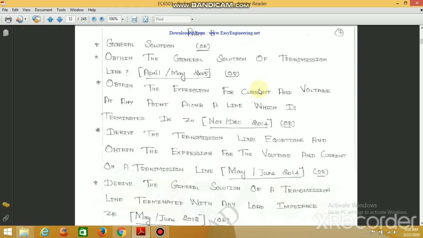Not only from the exam point of view, but to understand the upcoming lessons, especially unit 2, unit 3 and unit 4, this particular question is a very basic thing. So we can discuss this particular question and answer in this class.